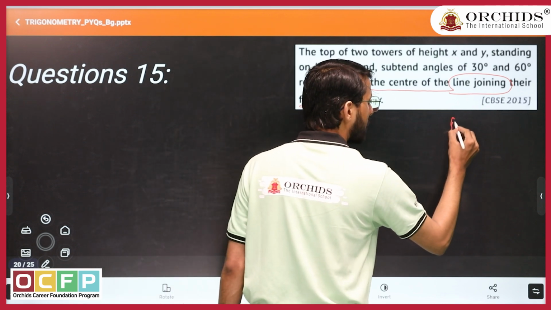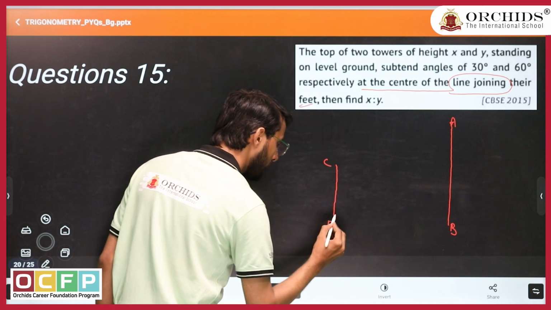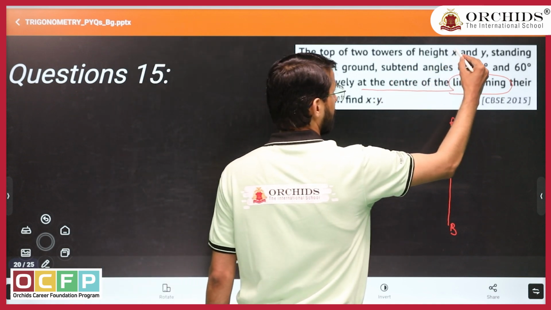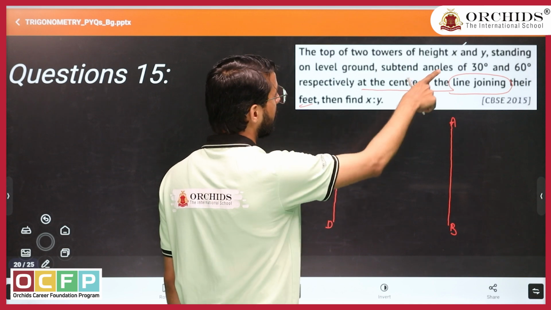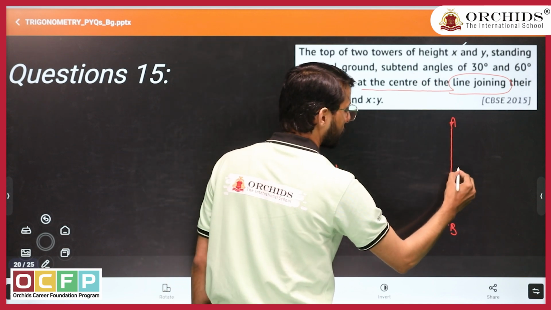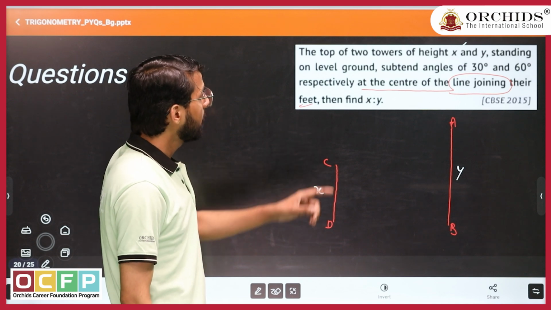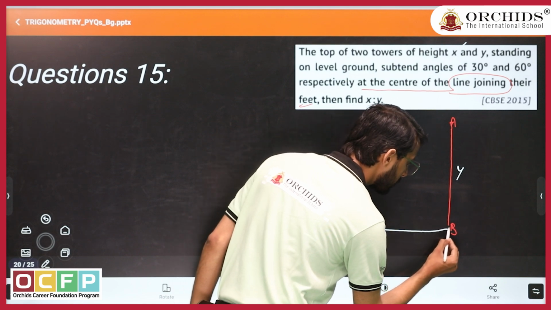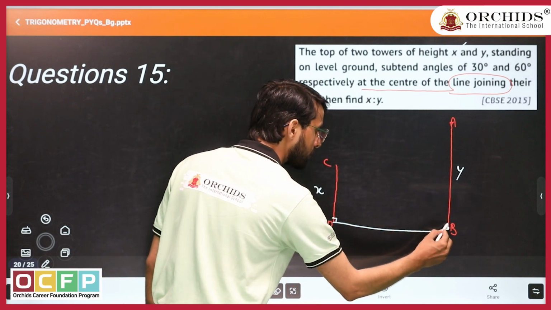This is tower AB and this is tower CD. The length of tower CD they have given as x. The length of tower AB they have given as y. Now AB I have taken as y and CD I have taken as x, standing on the same level of the ground. So they are making 90 degree here.